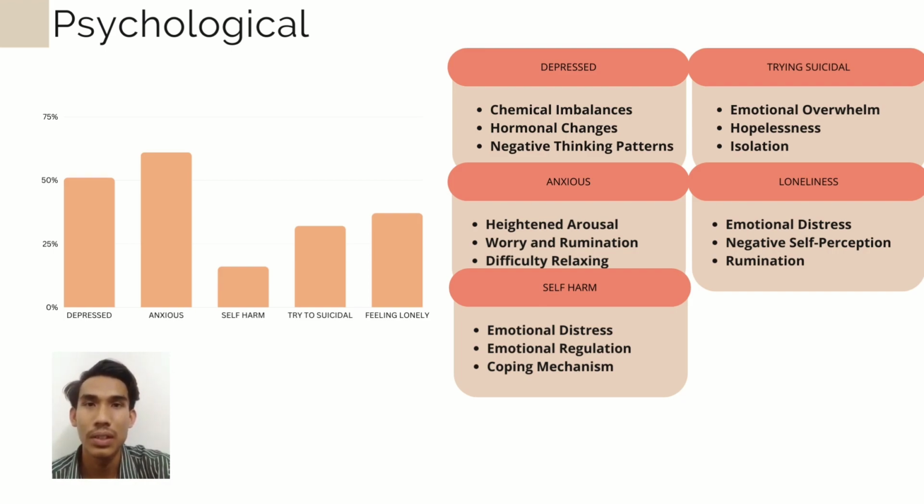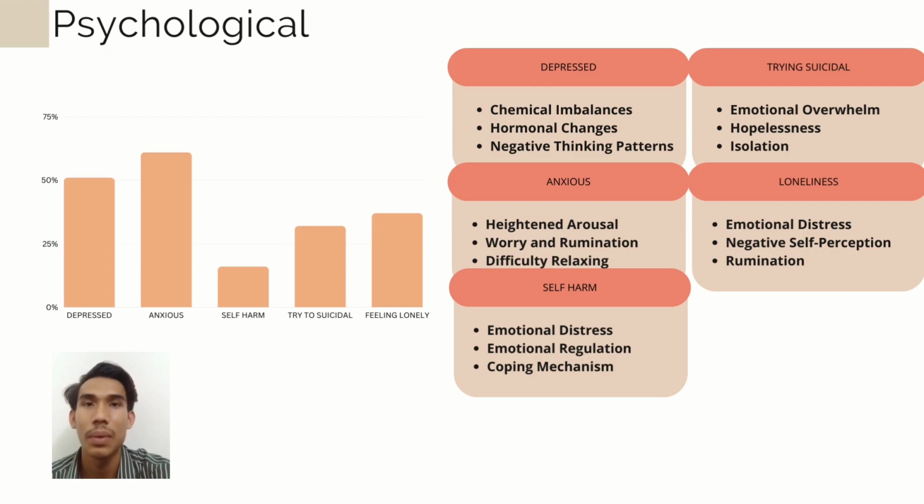Chronic stress can lead to imbalance in the brain's neurotransmitters, including serotonin and dopamine, which play a key role in mood regulation. This imbalance can increase the risk of depressive symptoms. Then, hormone change. Stress triggers the release of stress hormones such as cortisol. Prolonged exposure to elevated cortisol levels can disrupt the brain's neurochemistry and contribute to mood disorders like depression.